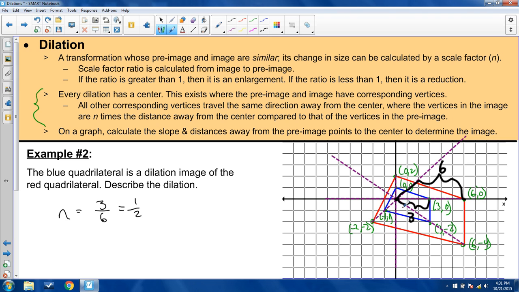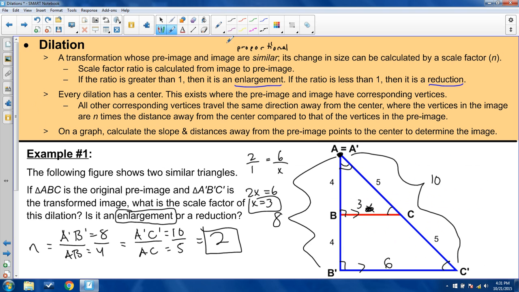Now, I just want to make sure you understand it's not half of the area, just half of the lengths. Okay, just half of the lengths. In fact, let's look back at this triangle one last time. What if I drew a few more right triangles in here? Remember, the scale factor was 2. I doubled every length. But did I double the area?